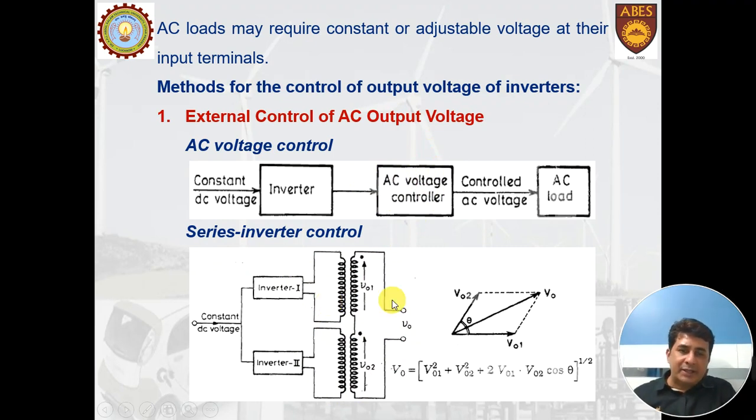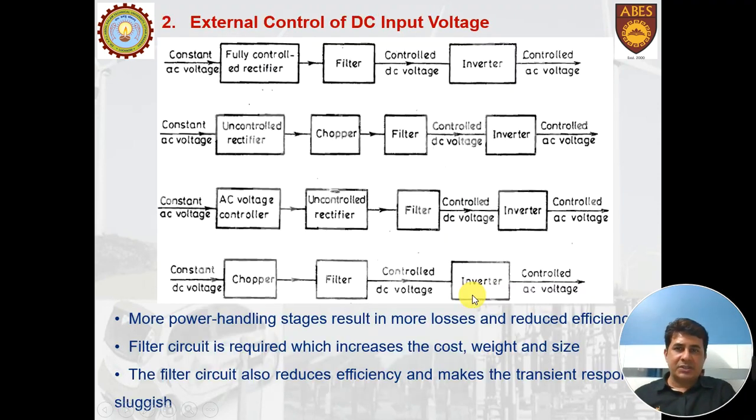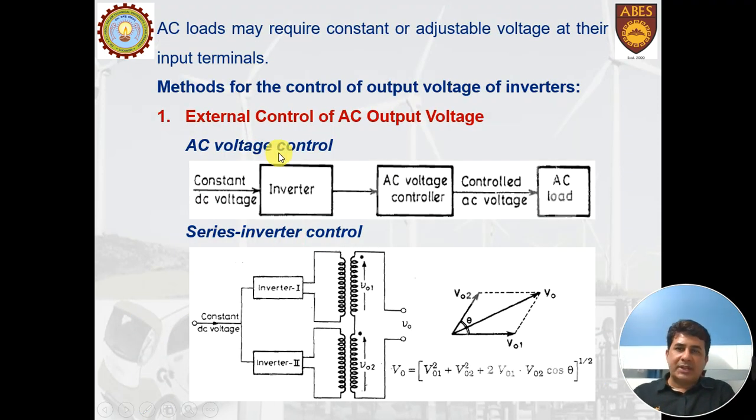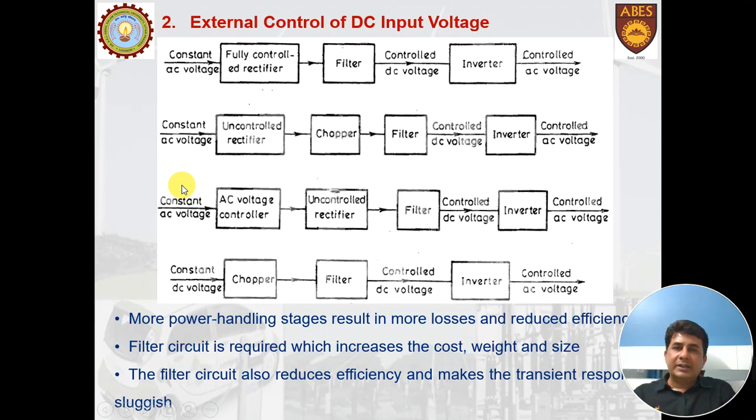So by adding more stages, you're making the system bulky and complex, and expensive, and on the other side you are also increasing its losses and reducing its efficiency. A similar type of control, like here you are controlling the AC output, is to control the DC input externally. The DC input is the input which is given to the inverter.